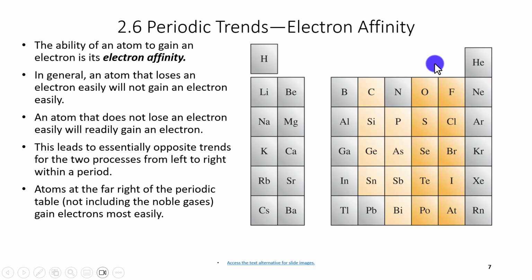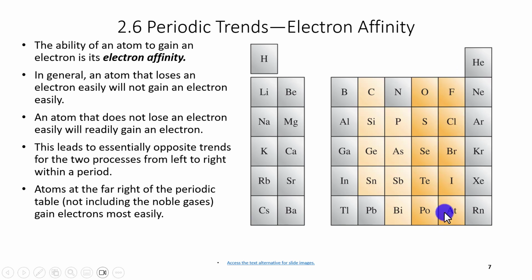So those atoms that have high ionization energies, meaning it is very difficult for them to remove an electron, will also have high electron affinities, meaning they will gain that electron very easily. So atoms on the far right, the nonmetals really, gain the electron the easiest.